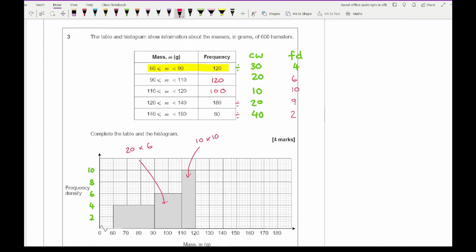So for the next one, I want a height of 4 going from 120 to 140. And that's going to have a height of 9, so that's going to be halfway, and I'm going to do this freehand, but you should be using a ruler, and that's going to be at 9 with a width of 20. That should be straight. And then the last one has a height of 2 and goes all the way up to 180, so it's going to look something like this. And again, make sure that your lines are straight and that you are using a ruler.